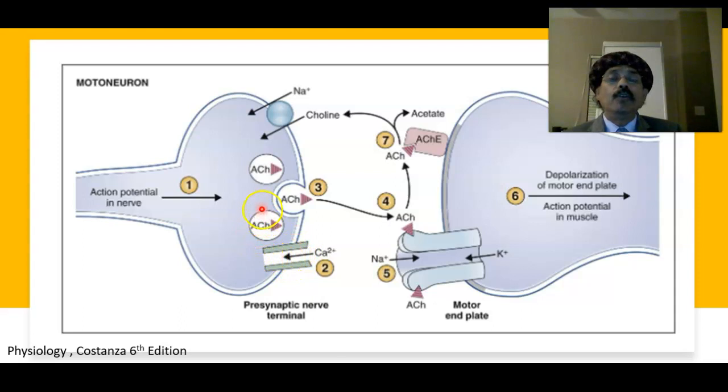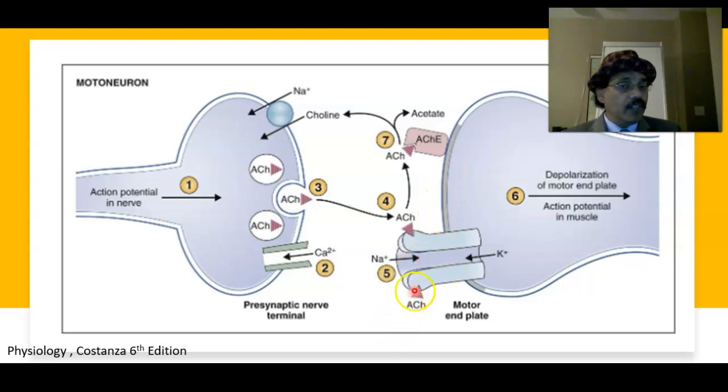Calcium will go to the synaptic vesicle containing the neurotransmitter, acetylcholine, which will come in contact with the active site of the axon terminal, here the presynaptic membrane. Then acetylcholine will be released by exocytosis. So calcium is essential for the release of acetylcholine. Then acetylcholine will be attached to the ligand-gated channel in the postsynaptic membrane here.